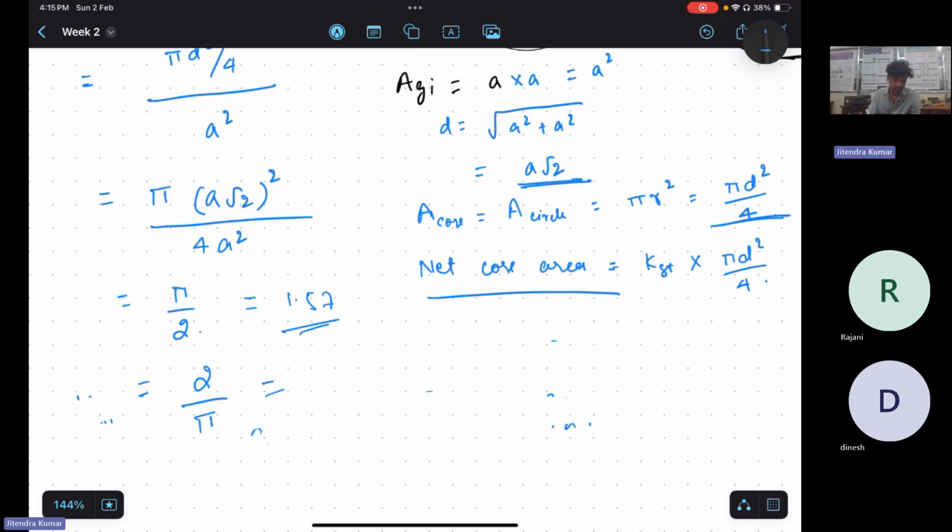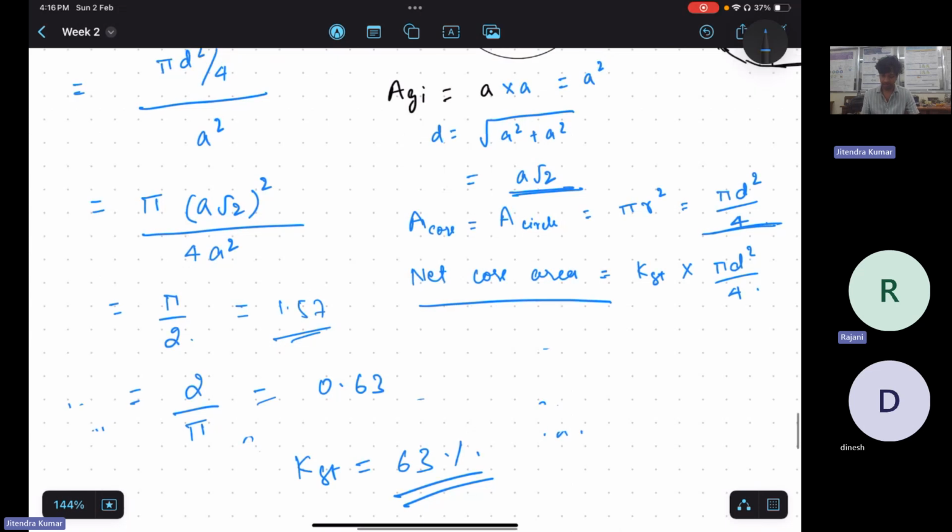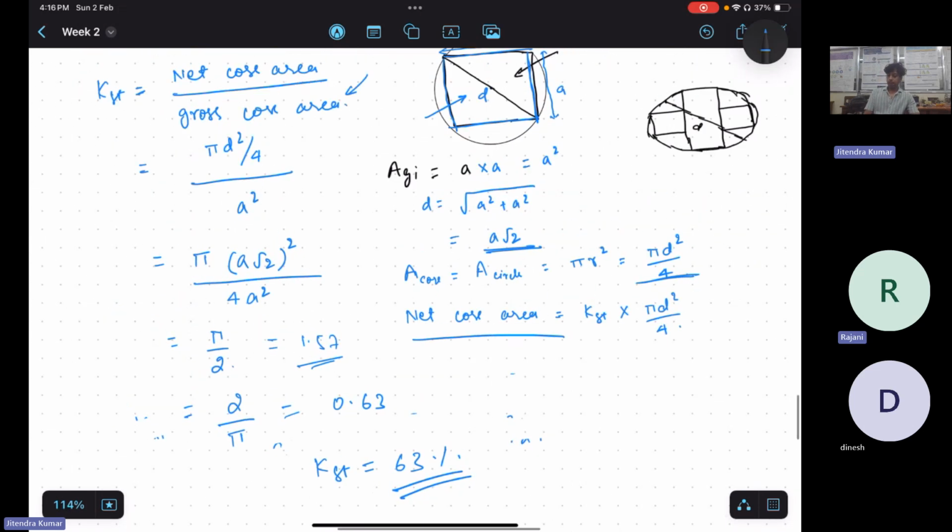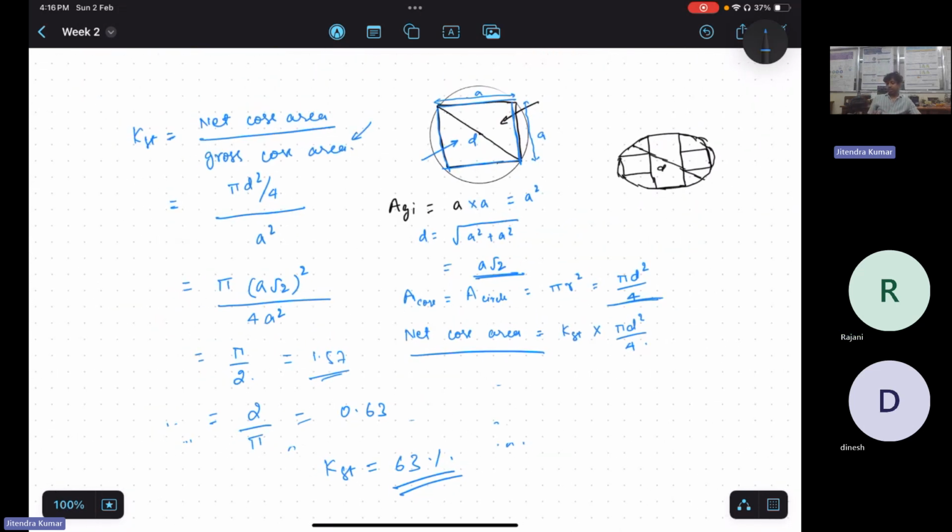So it is 63%, so 0.63. 2 by K stacking should not be higher than 1. So it is 63%. 0.666. Correct. Yeah, so the circle is circumscribing the rectangle.